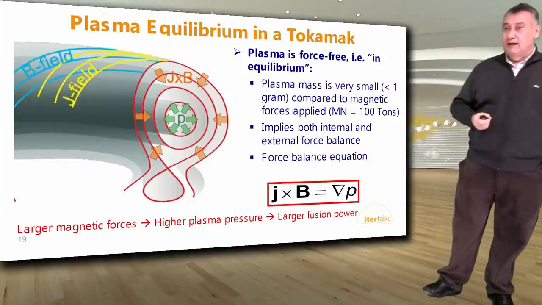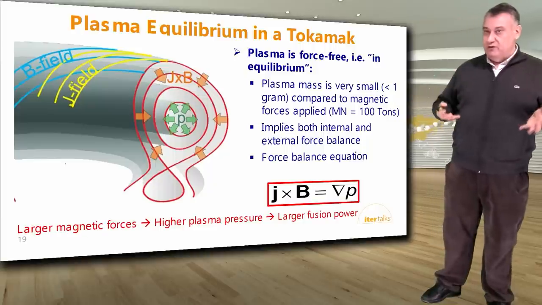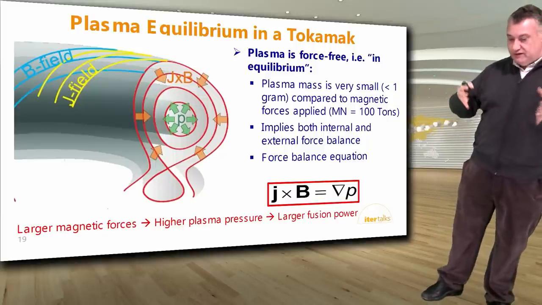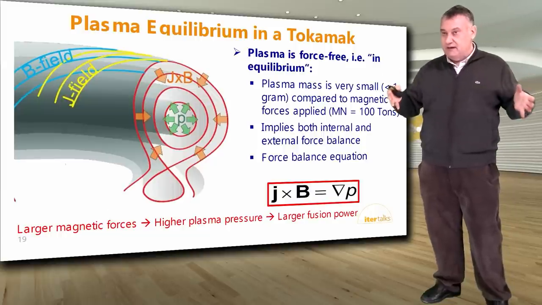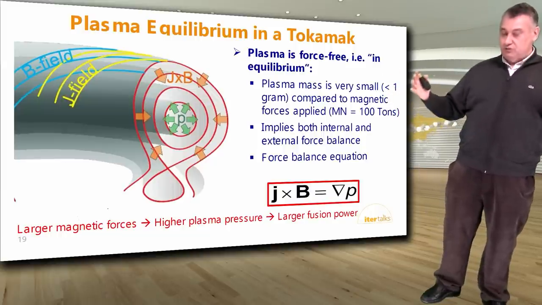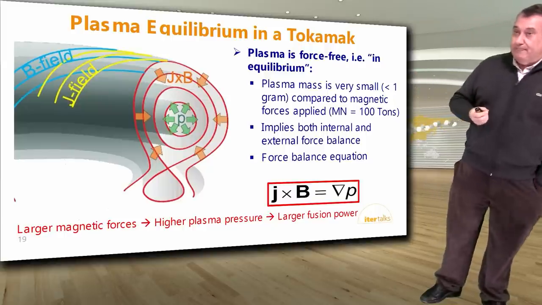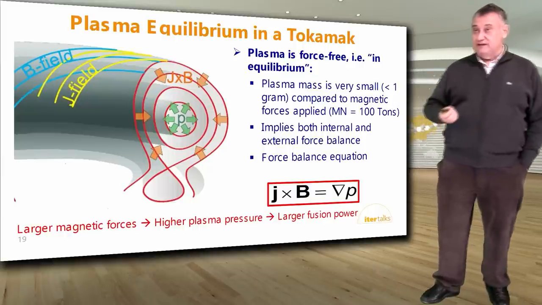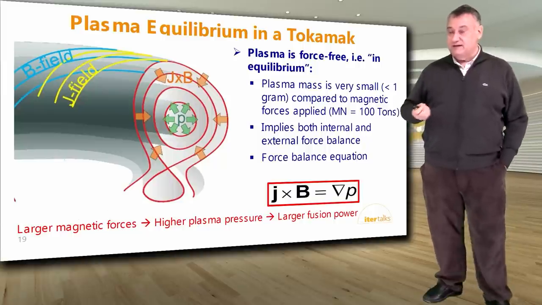Now, in what way does the plasma establish its equilibrium in a tokamak? The plasma is a hot gas. It expands because the pressure in the center of the plasma is higher than in the outer part. And we use magnetic fields to equilibrate this force. So, in fact, the plasma is in a force-free equilibrium. And the reason for this is the plasma mass actually is very small. The mass of an ITER plasma is less than a gram.